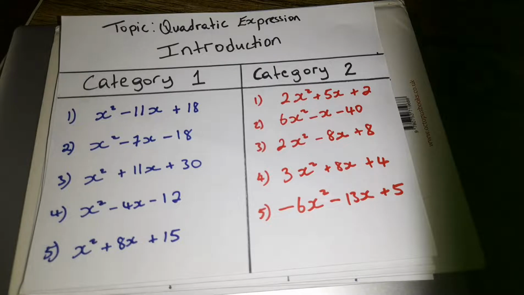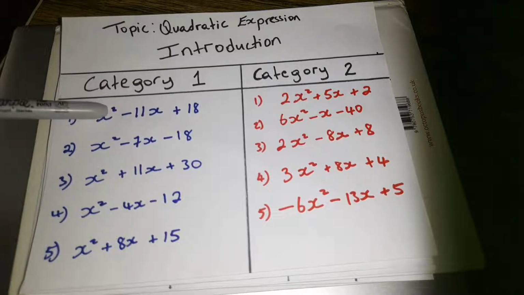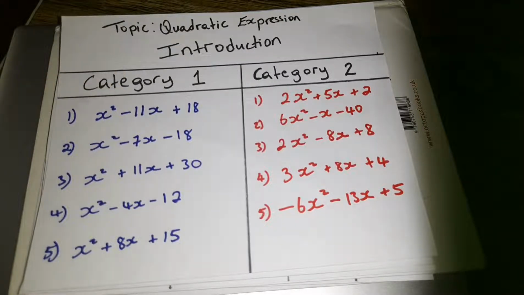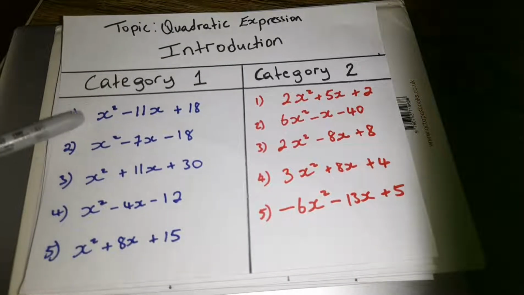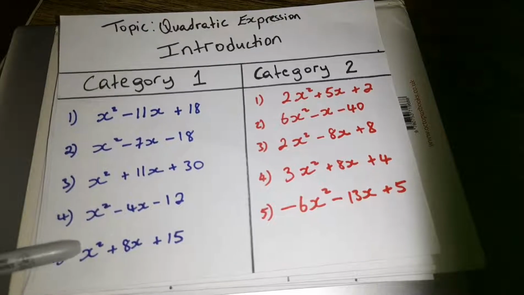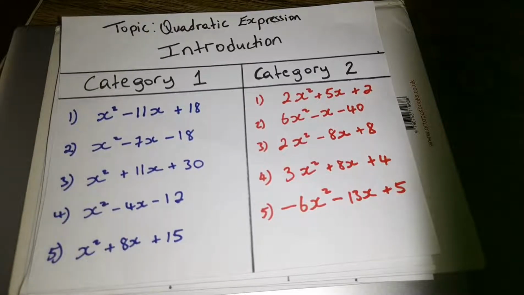For category 1 questions, look at the x squared term. Notice what you notice between the two. For category 1, the x squared terms are all 1. See here, 1, 1, 1. That is the coefficient, the number before the x squared term, and it is 1.